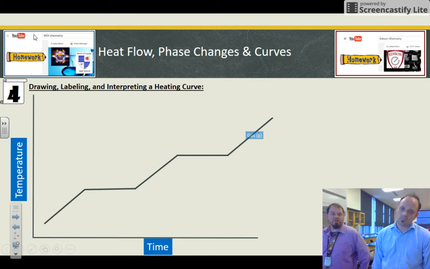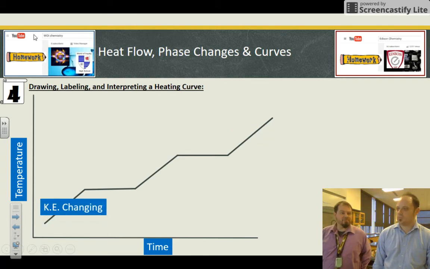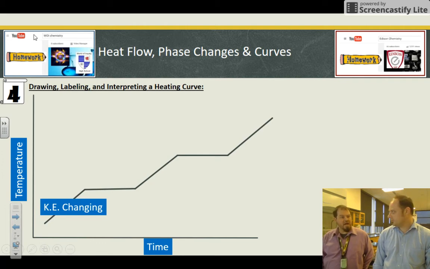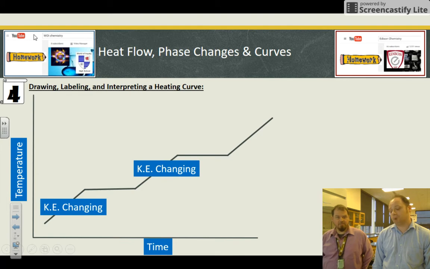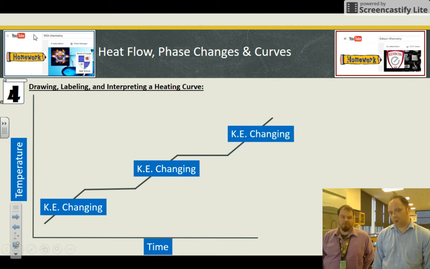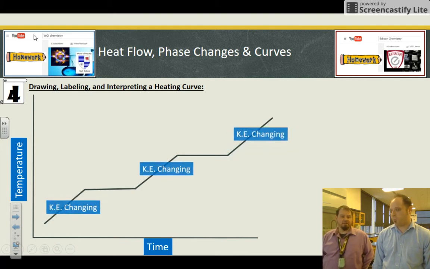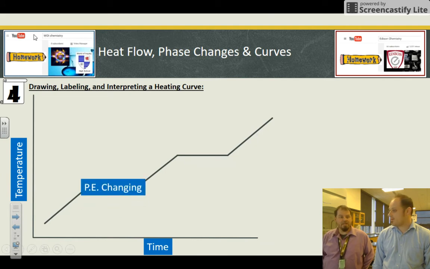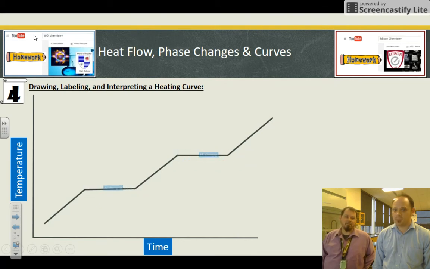So then we have to deal with energy on the same graph. The kinetic energy is changing on the first slant because the temperature is changing. It's changing on the second slant, and it's also changing on the third slant. And where kinetic energy is not changing, but I am adding heat, the potential energy is changing on the flats.